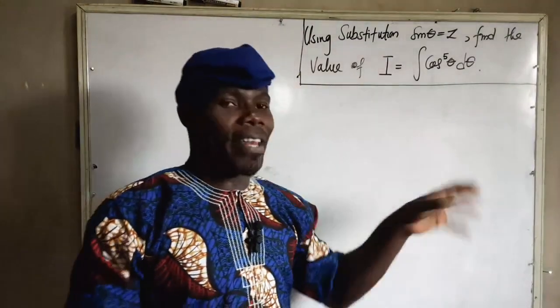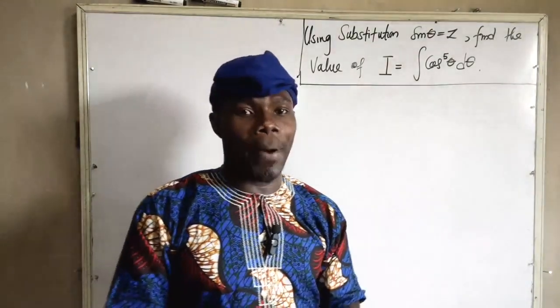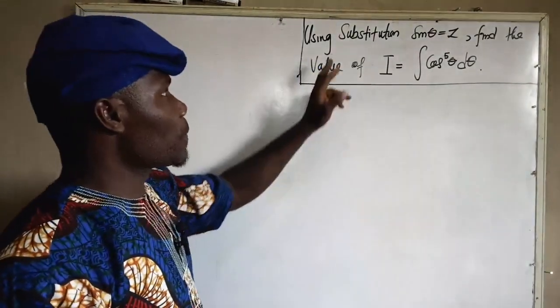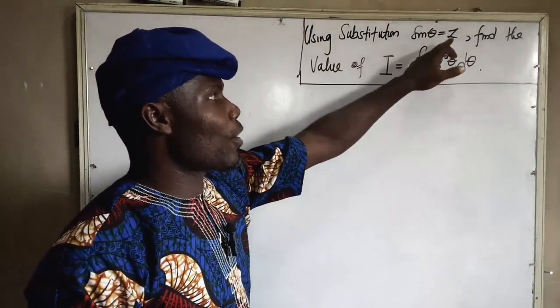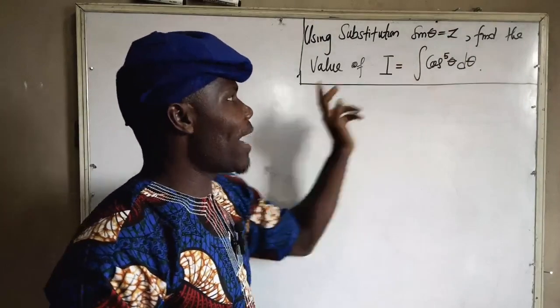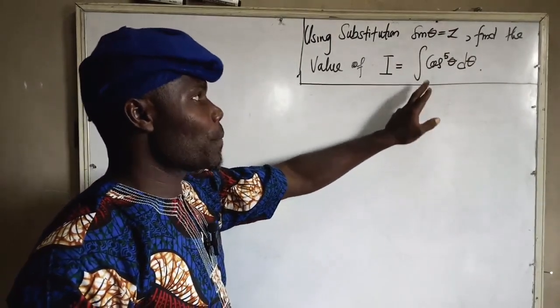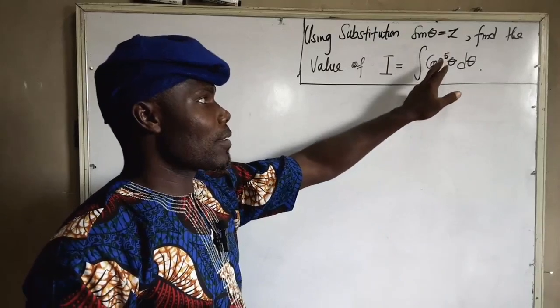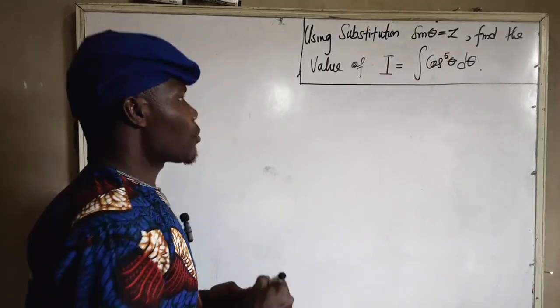In case you have any question, you will be able to use the rules to solve it on your own. This is the question. Using substitution, sine theta is equal to z. Find the value of I, where I is equal to the integral of cos raised to power 5 theta d theta. So, solution.